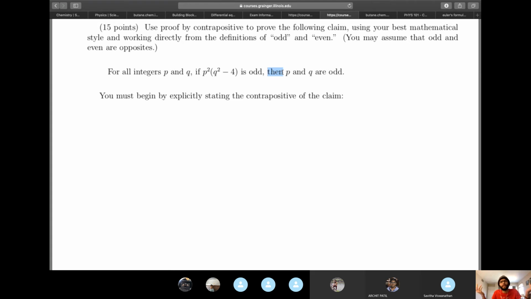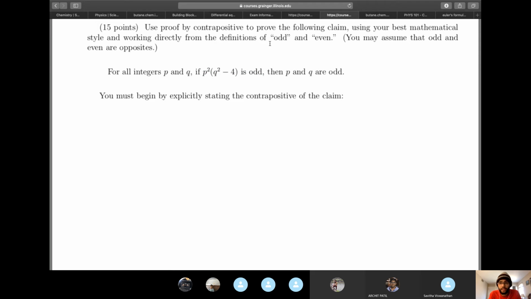We are not saying that p squared times q squared minus 4 is odd, so p and q are odd. We are saying that if p and q are odd, this statement is implying this statement. They are connected to each other, which means the negation of this statement should also imply the negation of this statement.